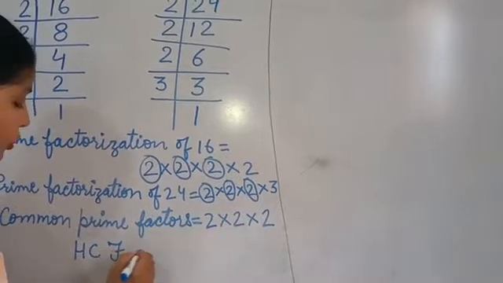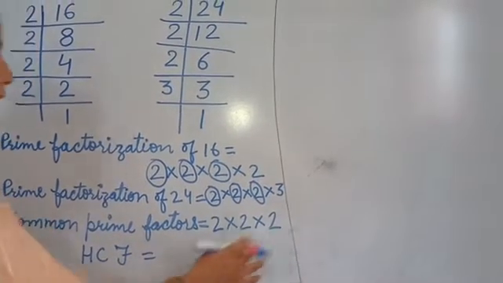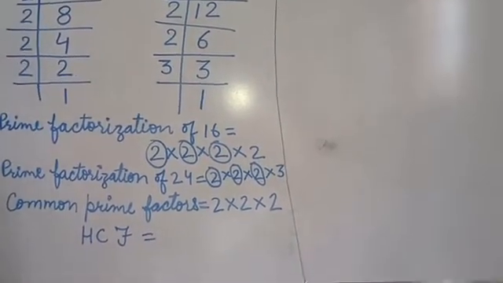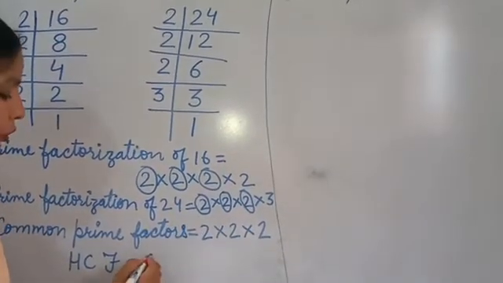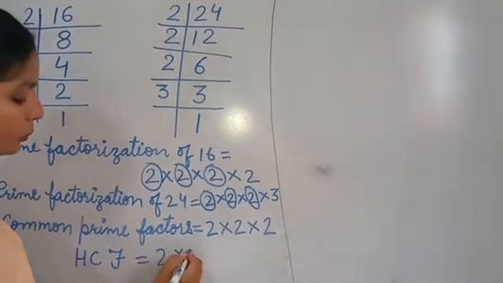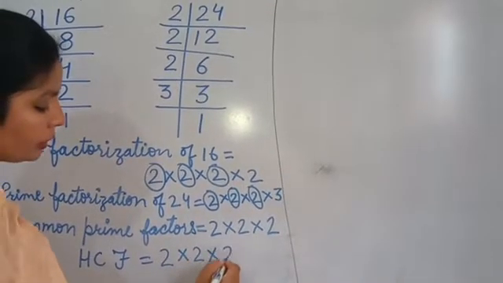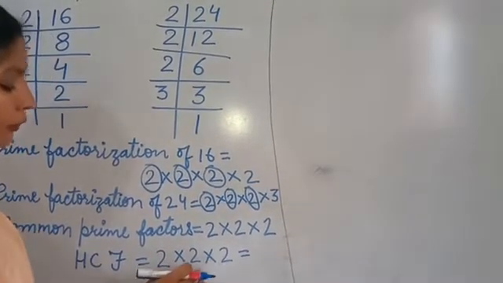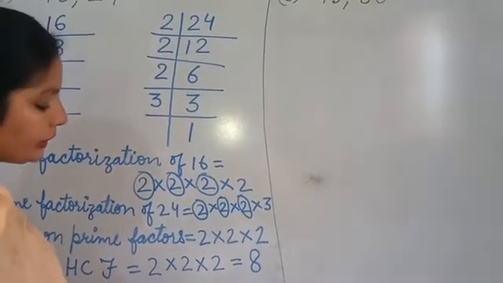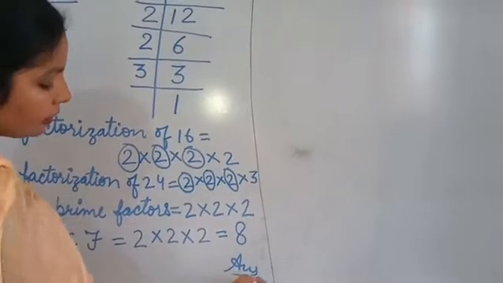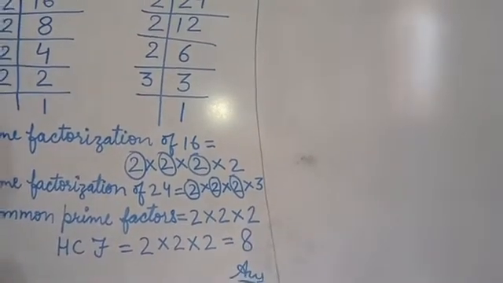HCF. So which are the common factors that we have to multiply, and we will get our HCF. So common are 2 into 2 into 2. So we write here 2 into 2 into 2. Now 2 2s are 4, 4 2s are 8. So your HCF is 8. That's your answer. Okay. So like this you have to find.